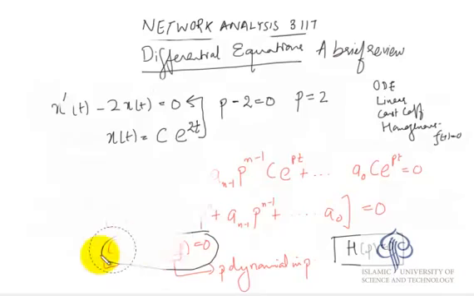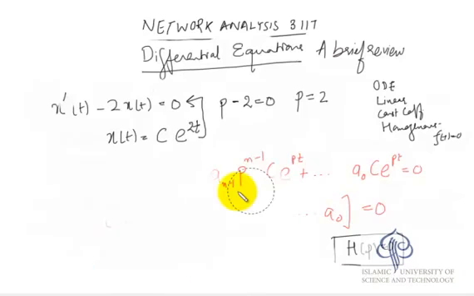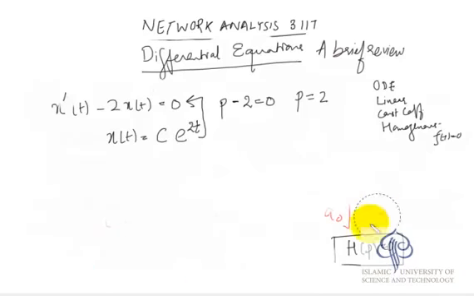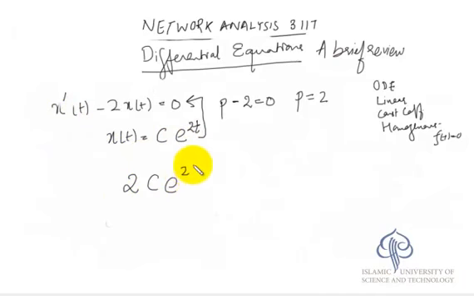When you put c e to the power 2t, substitute it, you will see what it gives you. Now differentiate this once, you get twice c e to the power 2t, and then minus twice c e to the power 2t is equal to 0. So 0 is equal to 0. So this is a solution to the differential equation.